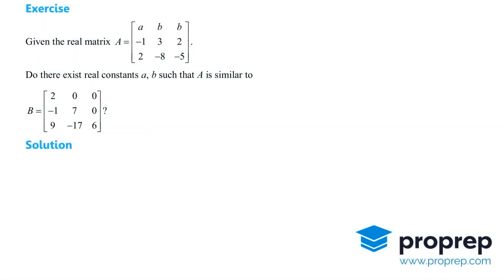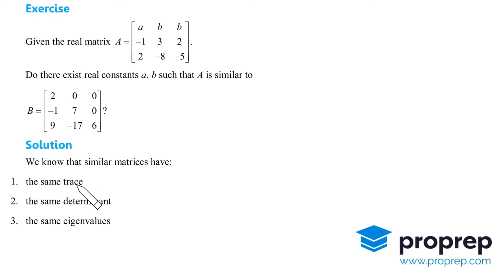In this exercise, we're given a real 3 by 3 matrix A as follows. Notice it has two constant parameters, a and b, in it. The question is, can we find a and b to make A similar to B, which is given here?